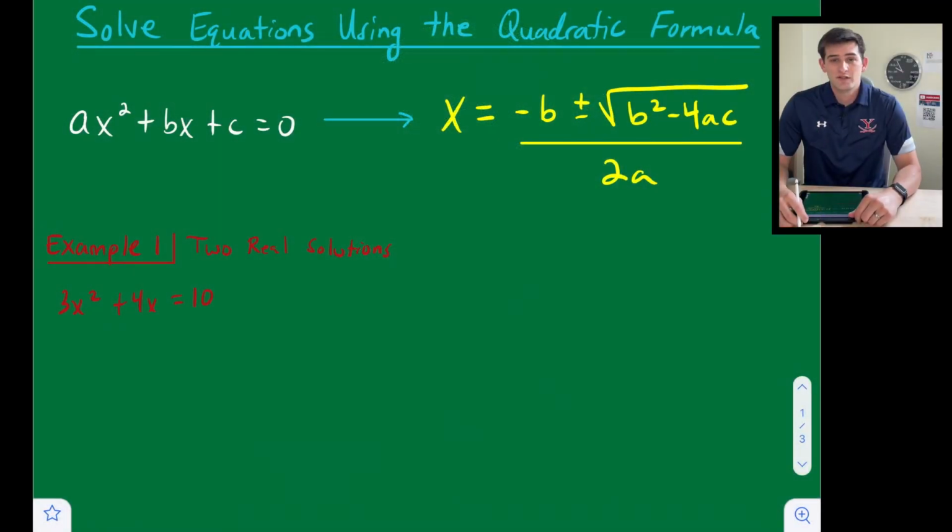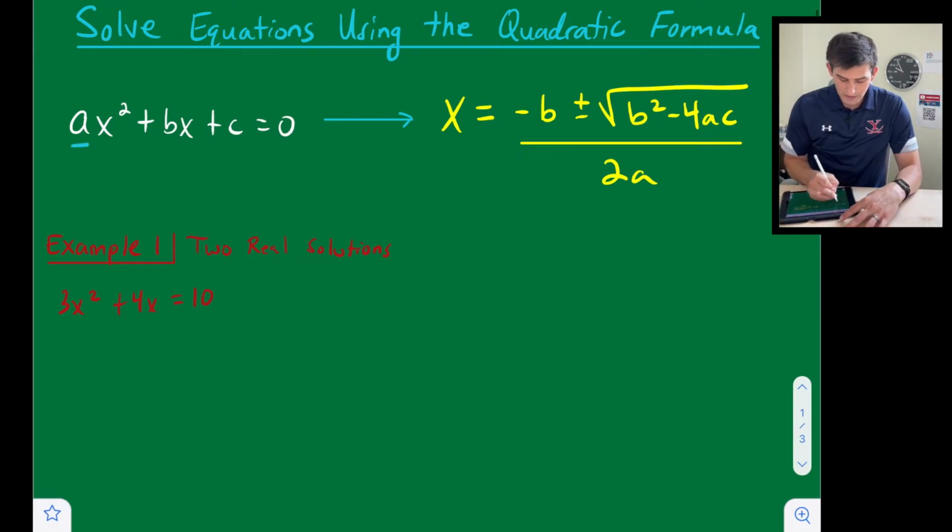Hello everybody, in this video we're going to talk about how to solve quadratic equations by using the quadratic formula. So we see our quadratic formula here in yellow. x equals the opposite of b plus or minus the square root of b squared minus 4ac, all divided by 2a. So what do a, b, and c stand for?